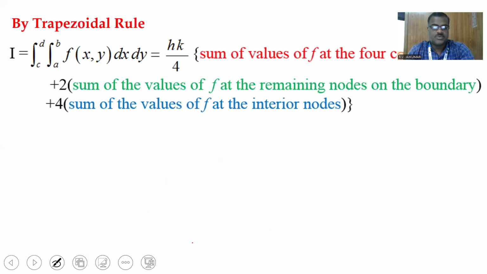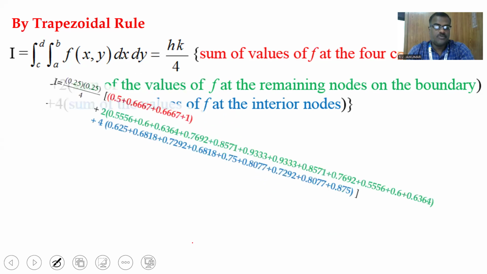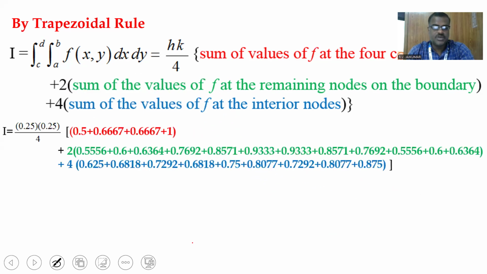The trapezoidal rule is h into k by 4 times the sum of values of f at the four corners, plus 2 times the sum of the values of f at the remaining nodes on the boundary, plus 4 times the sum of the values of f at the interior nodes. Okay, now what are the values of h and k? 0.25, right? So h and k are 0.25, divided by 4.